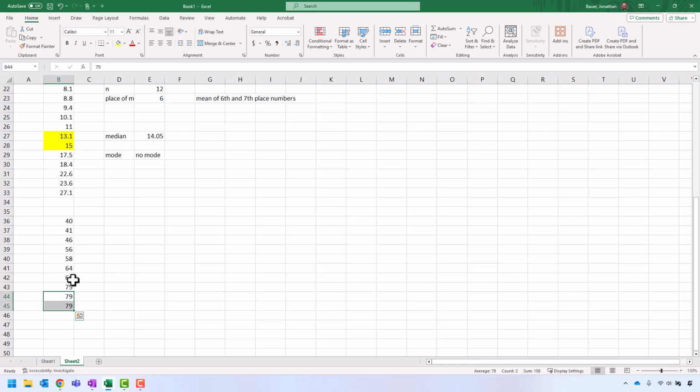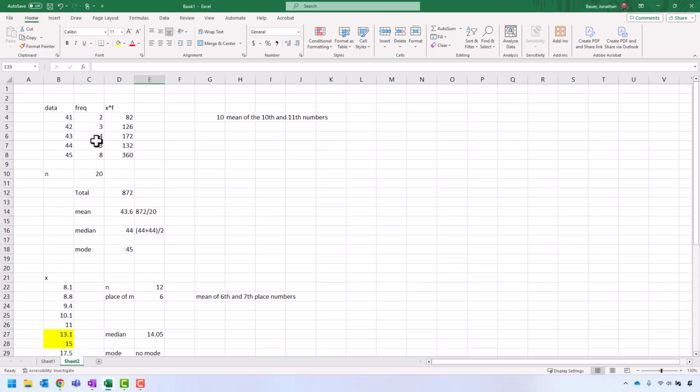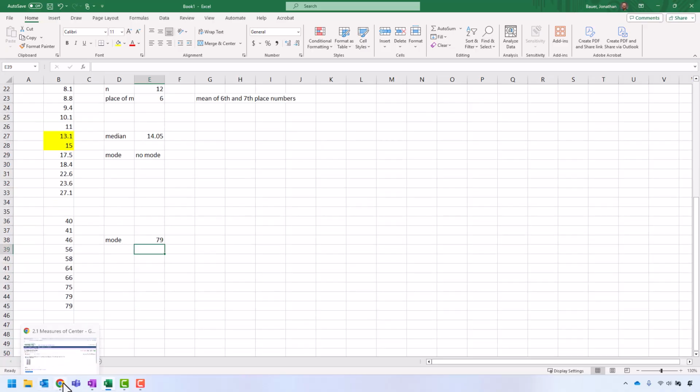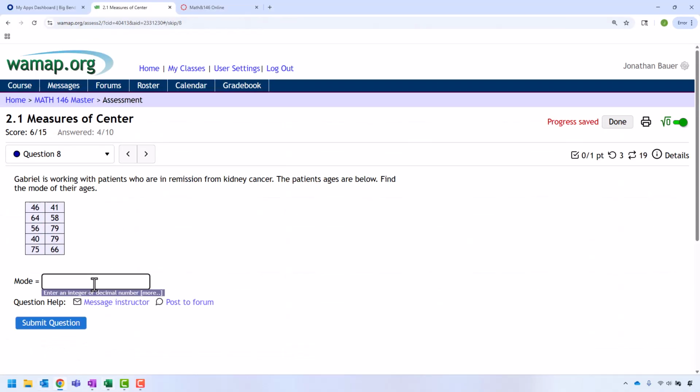So the only one that occurs twice, or more than once, is 79, and so in this case our mode is 79. If we would have had multiples that occurred more than once, as long as they were tied, we would have two modes. Again, if you have a lot, sometimes it's nice to set up a frequency distribution table kind of like this, and so you can count them up and see. But in this case, our mode is 79.